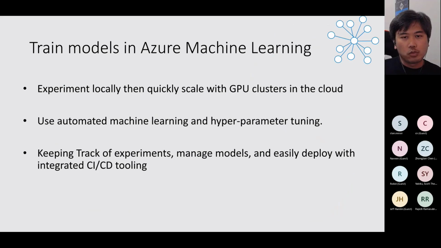You can also use Azure Machine Learning to train your models. The idea here is, you can use it locally, and then if you want to expand it in the cloud, you can use the GPU clusters in the cloud to be able to do that. Automated machine learning does hyperparameter tuning. You can use automated machine learning to create a model and then convert it to ONNX using that one.